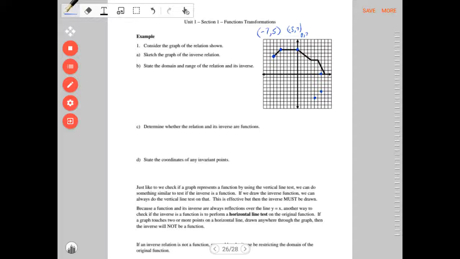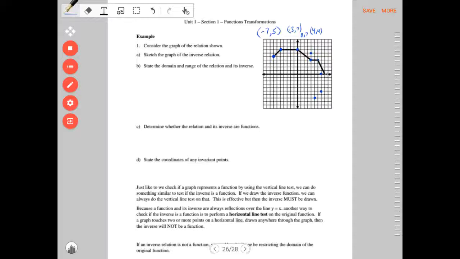This next corner is right there. That is the point 4, 4. Oh boy, if the point 4, 4 switches x and y coordinates, it's still 4, 4. So that point is going to illustrate the invariant point. That one doesn't move. This next one is at 6, 4, so now it goes to 4, 6.